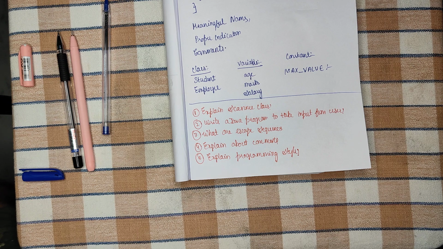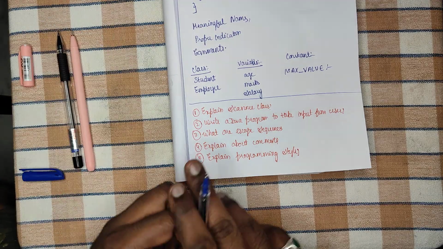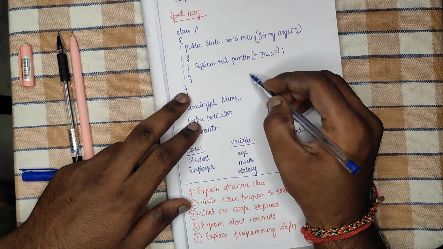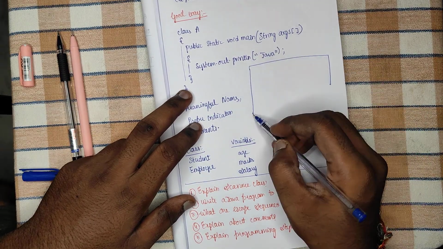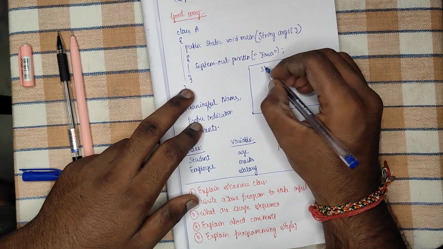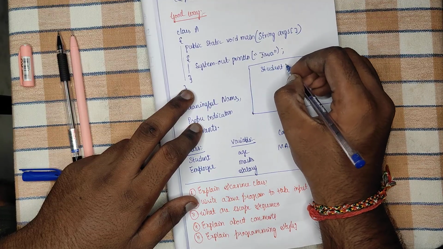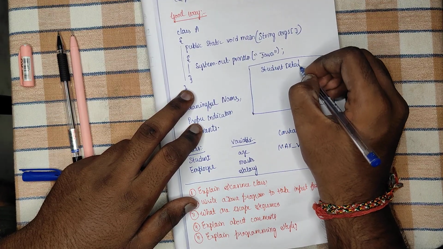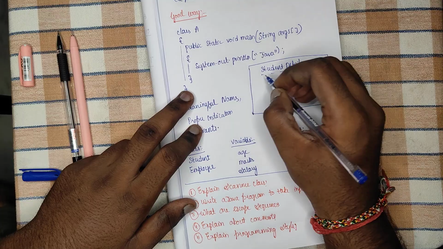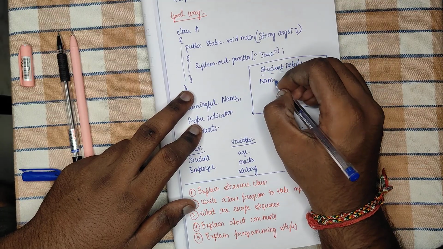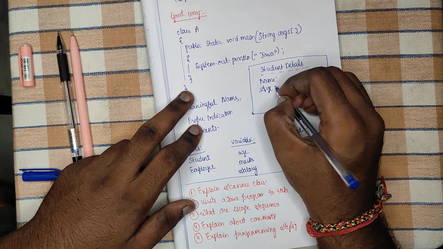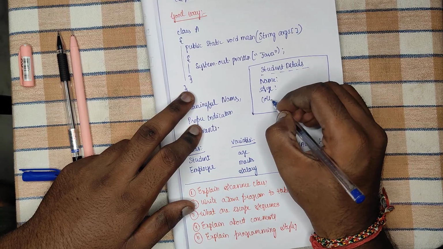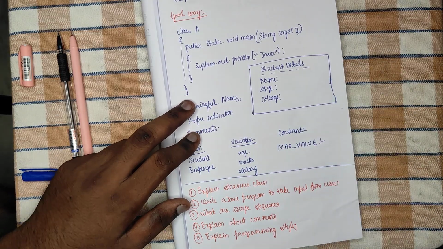Homework I'm going to give you: write a Java program that accepts name, age, and college name, and it should display student details: name, age, college. So this is your homework.